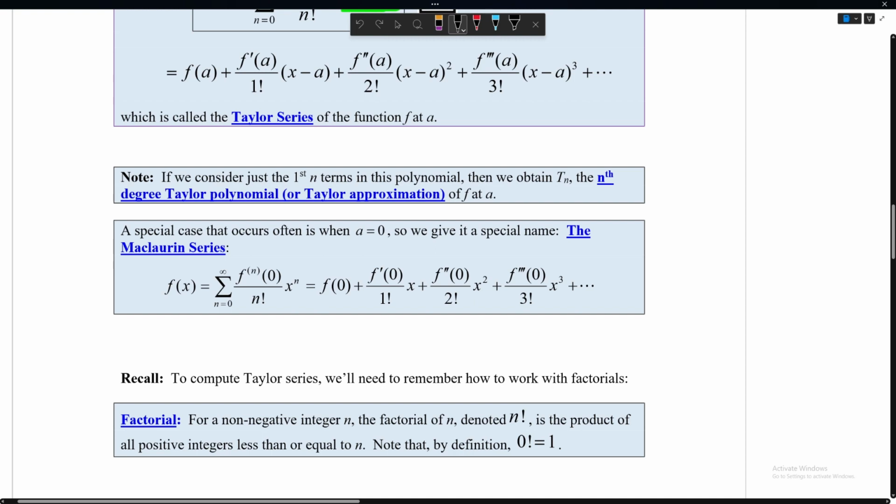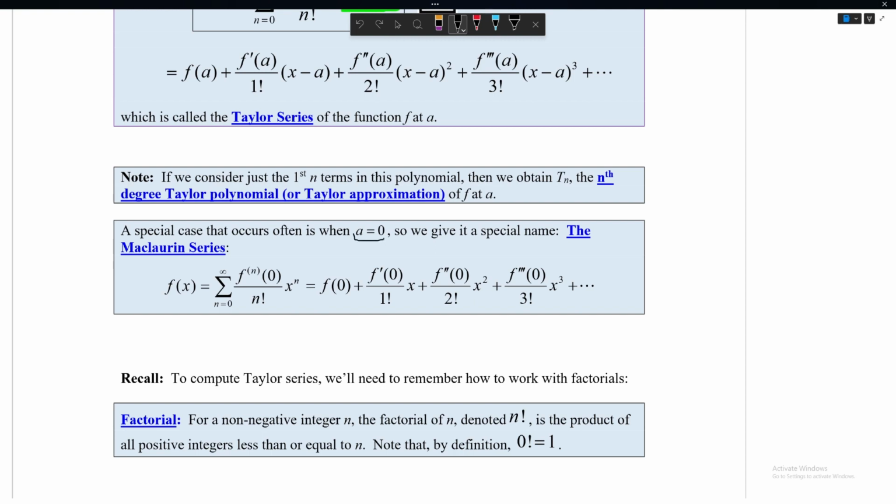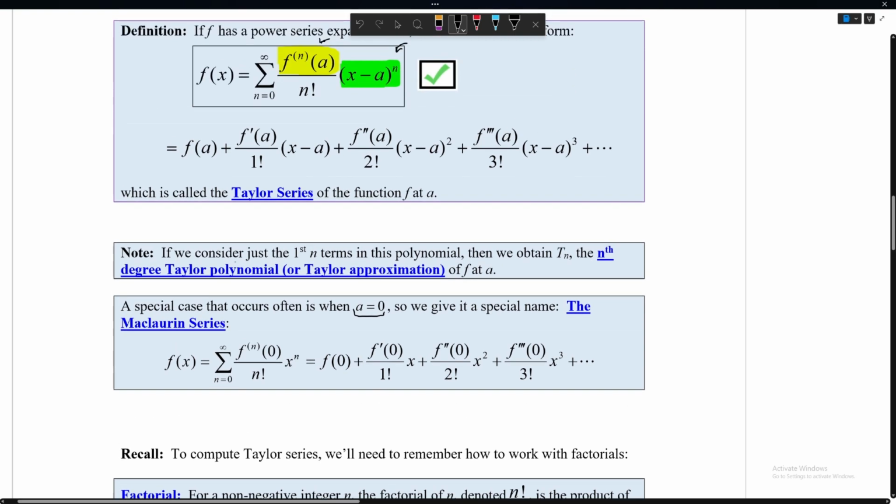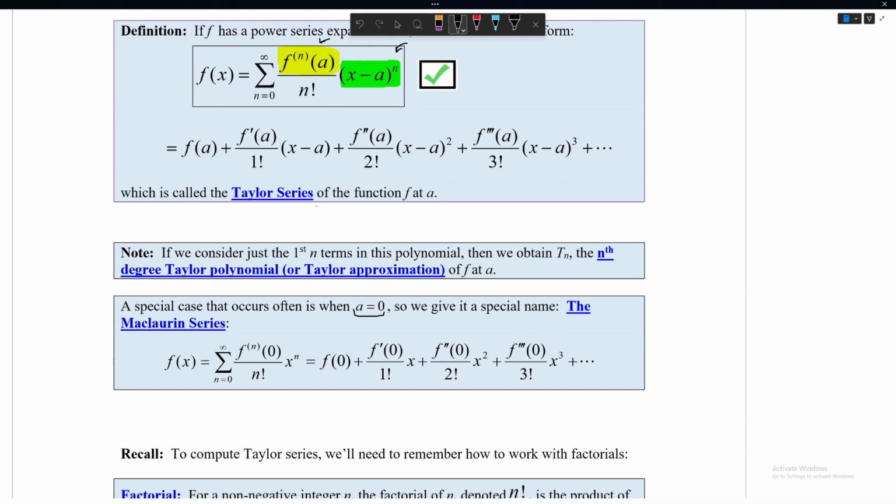A special case that occurs often is when a equals 0, so we give it a special name, the Maclaurin series. That's the only difference between Maclaurin and Taylor: for Taylor, a is non-zero, and for Maclaurin, a is 0. There are some other things that happen when a is 0, but for now, the only difference you want to remember is that when a is 0, it's Maclaurin. When a is non-zero, it's Taylor.